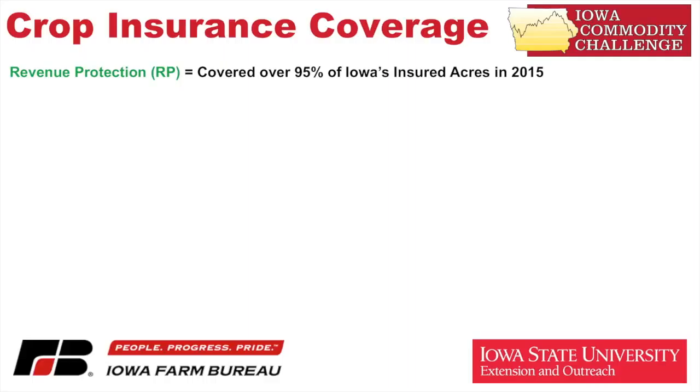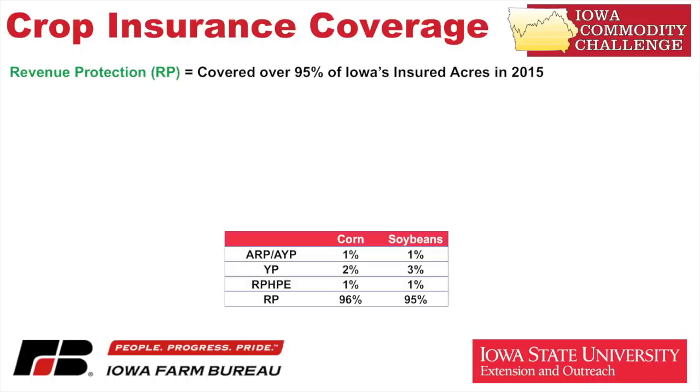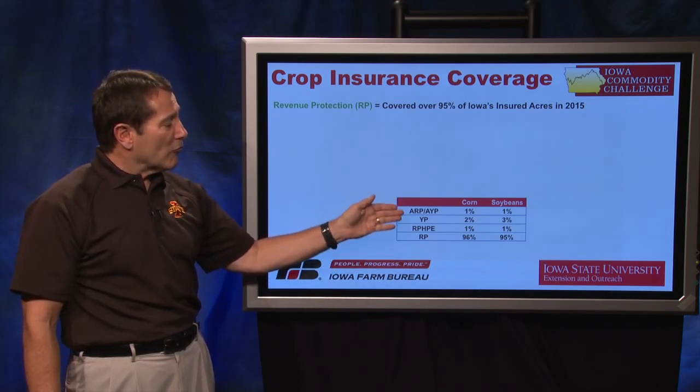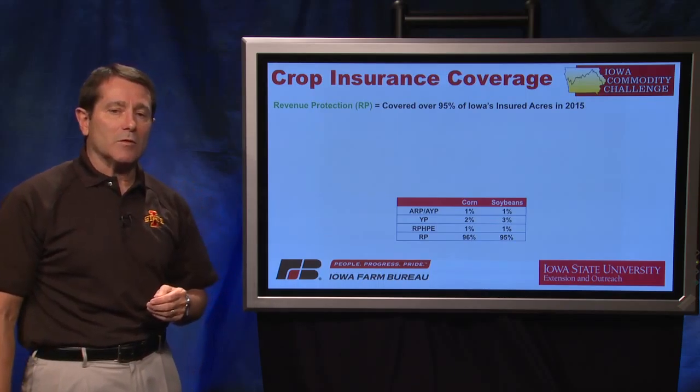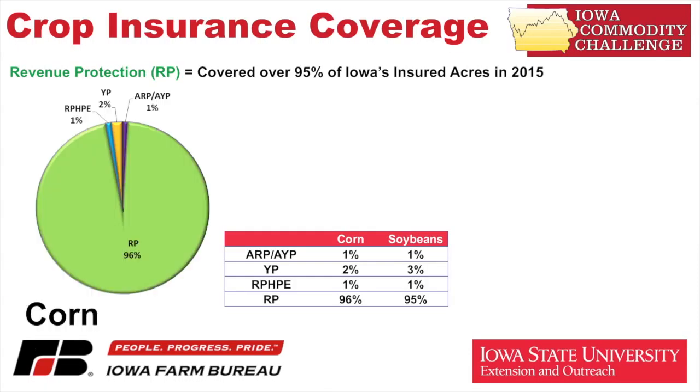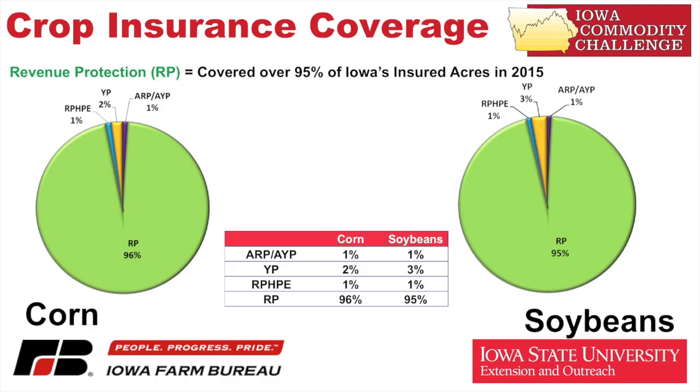Crop insurance is an important consideration made every year. What we note in Iowa is revenue protection is used on over 95% of all of our insured acres. There's a variety of different types of crop insurance products that's available. But in the state of Iowa, in 2015, over 96% of those insured acres of corn were using revenue protection. And over 95% of those insured acres of soybeans.